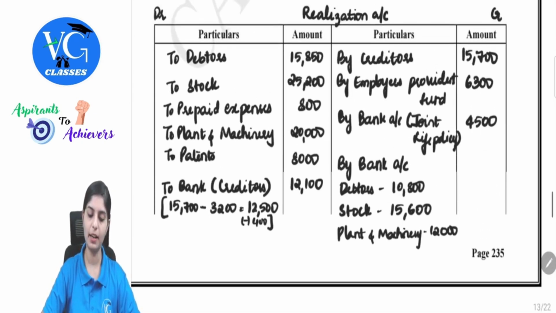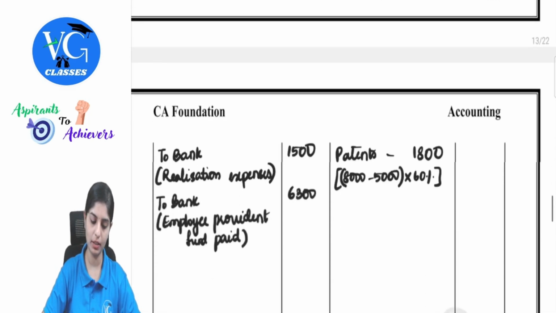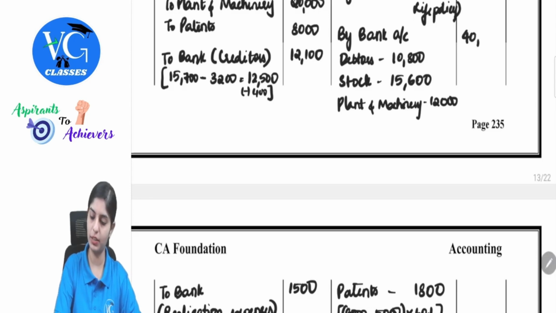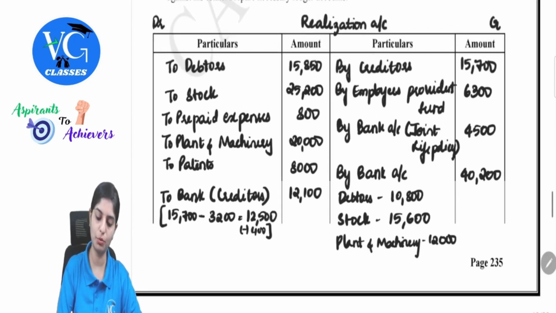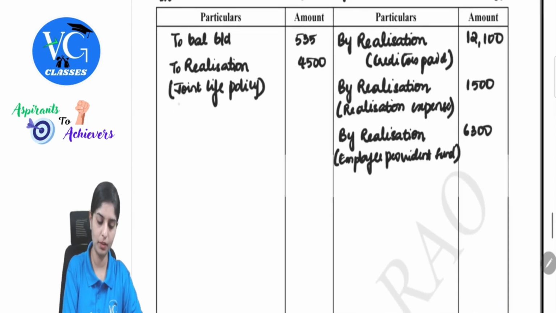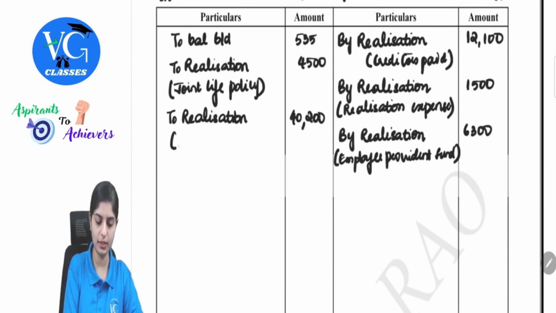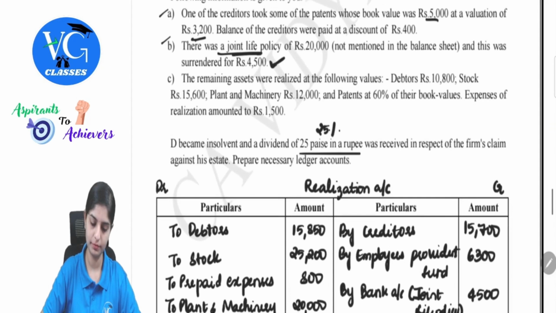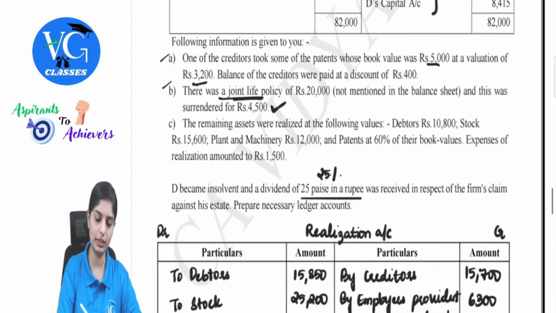Okay. Apart from that, there are no other liabilities. So we can close the realization. 10,800, 15,600, 12,000, 1,800. This is 40,200. By bank, to realization 40,200. This is sale of assets. Yes, all done.